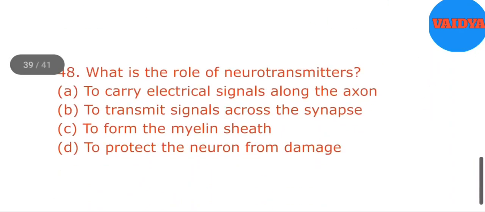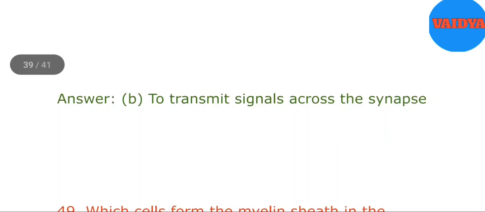48. What is the role of neurotransmitters? A. To carry electrical signals along the axon. B. To transmit signals across the synapse. C. To form the myelin sheath. D. To protect the neuron from damage. Answer: B. To transmit signals across the synapse.